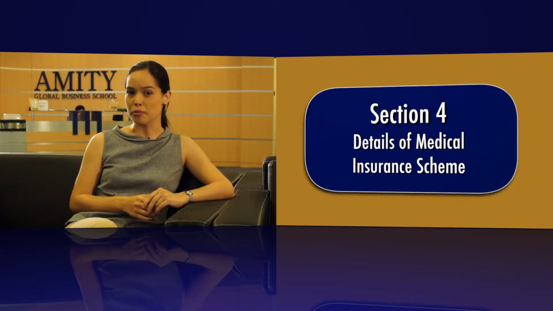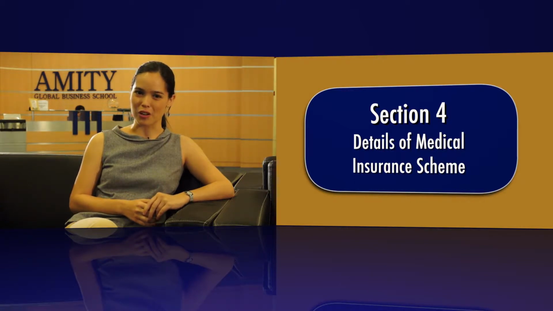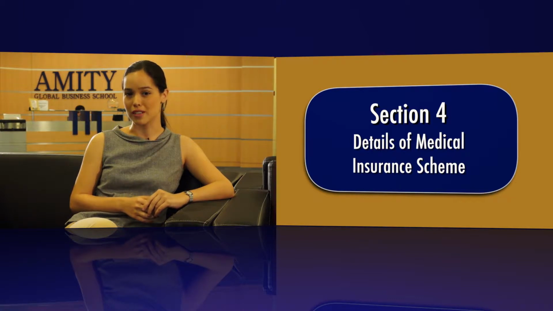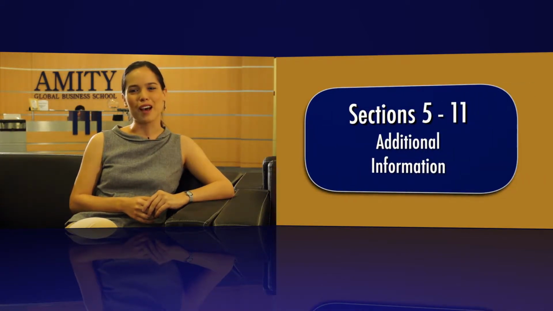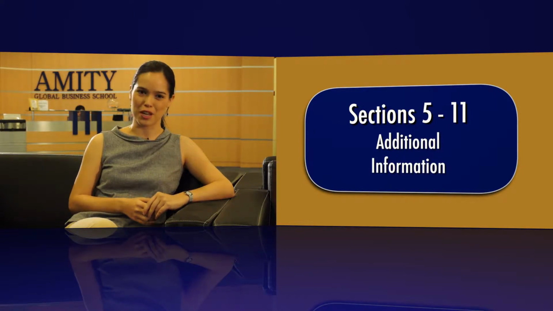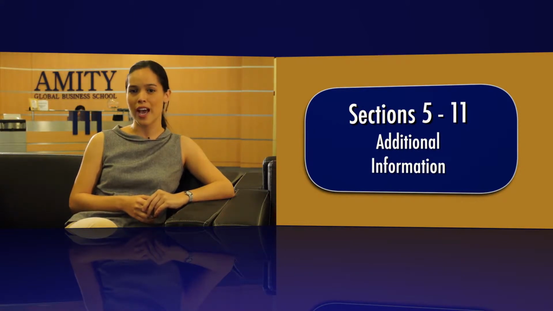For international students, Amity will be arranging your medical insurance scheme to cover you, and the details are in Section 4. Local students who opt out are required to show evidence of the medical cover. In case they do not have the medical insurance, Amity will help to buy the medical insurance. Sections 5 to 11 contain additional information to guide you on what to do and where to go if you have a problem with Amity, how to apply for a student pass, and other matters.